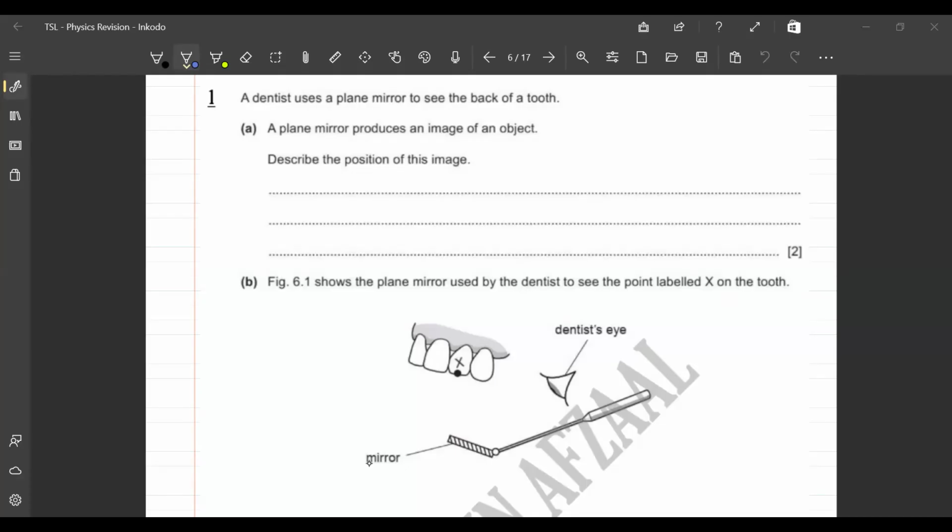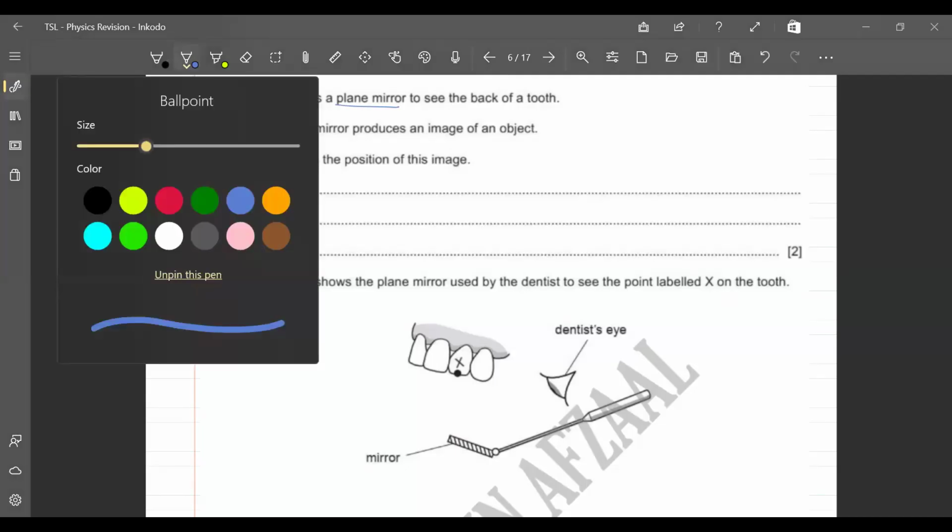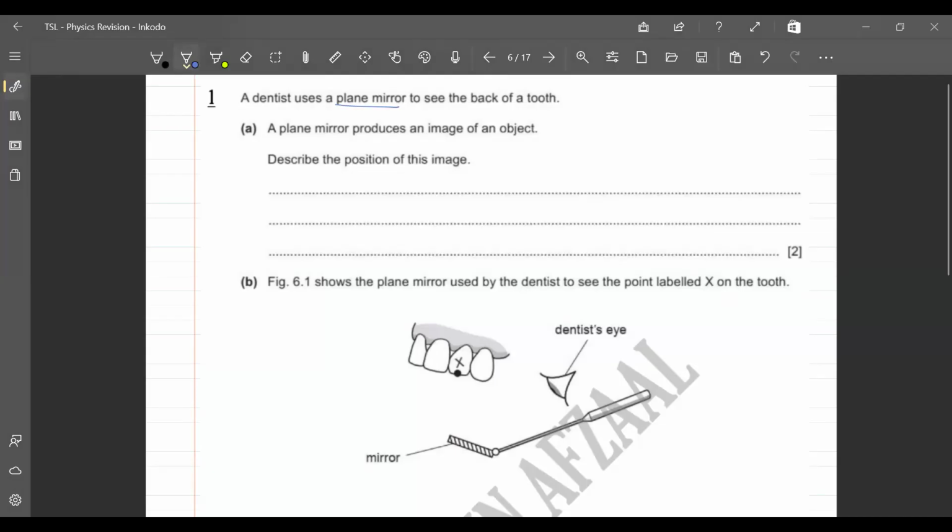It says a dentist uses a plane mirror. A plane mirror, you need to understand, it reflects. It's a reflective surface, so it's going to reflect light rays off it, right? It says, to see the backward tooth, a plane mirror produces an image of an object. Describe the position of the image.